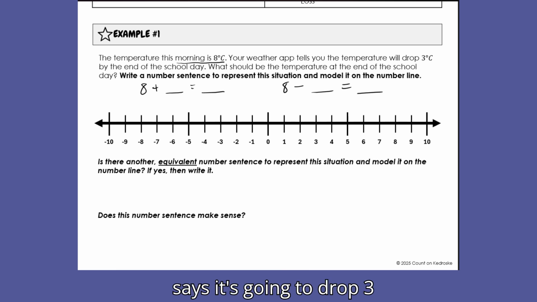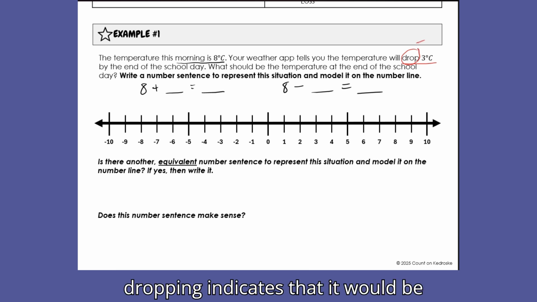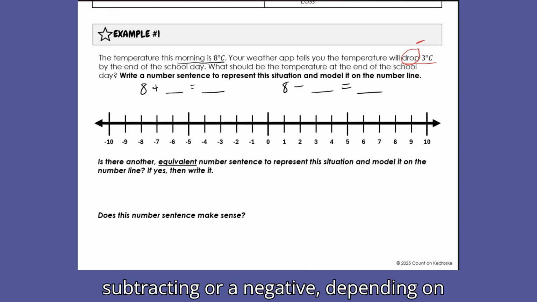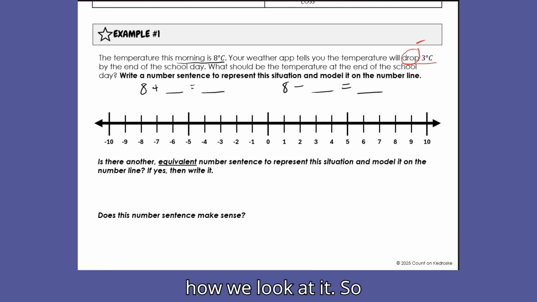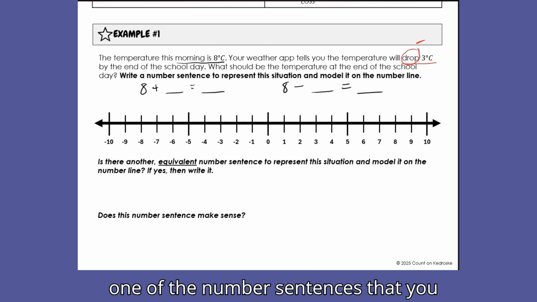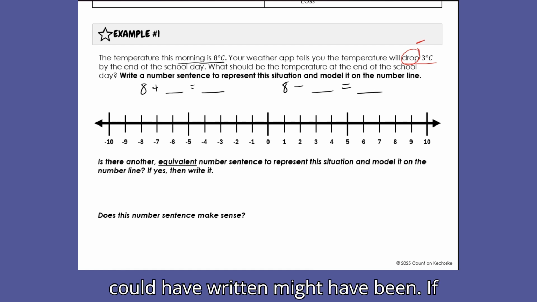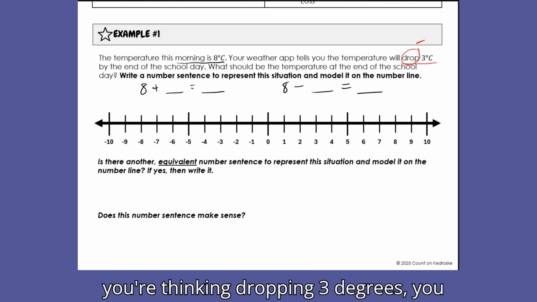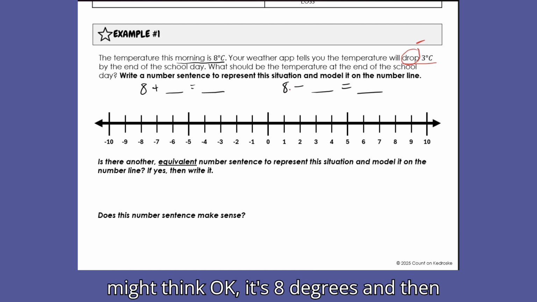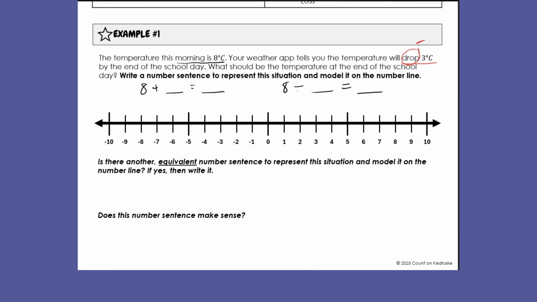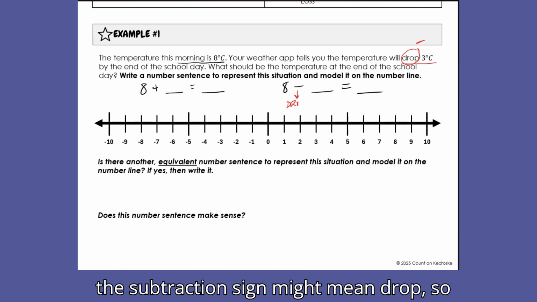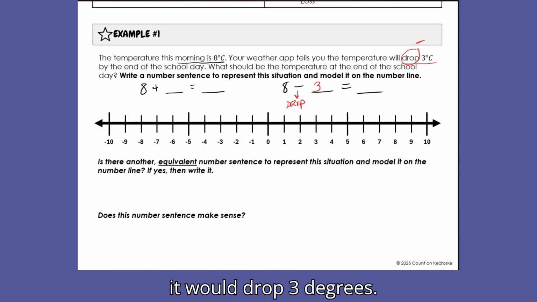And then it says it's going to drop 3 degrees. Now, dropping indicates that it would be subtracting or a negative, depending on how we look at it. So one of the number sentences that you could have written, if you're thinking dropping 3 degrees, you might think, okay, it's 8 degrees. And then the subtraction sign might mean drop. So it would drop 3 degrees.